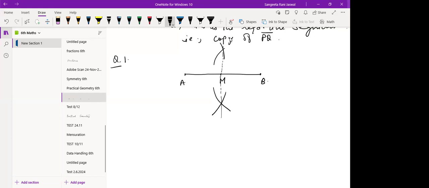This was question number 1. Okay, now write the steps. What did you do first? First we drew a line segment of AB. Yes, we made line segment AB. So write line AB with a bar. Okay. Line segment AB of any length.